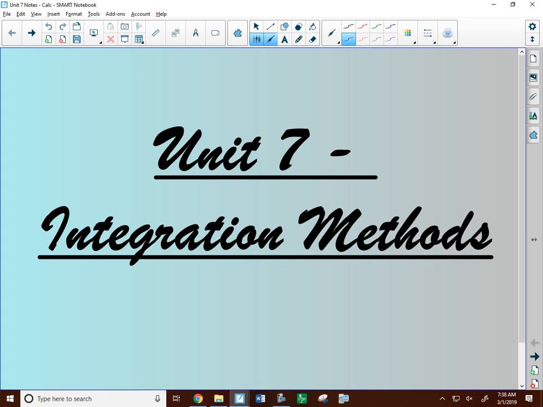This unit is focused on methods to find integrals. Now, derivatives are generally, you've got the formulas, right? Product and power rule and those sorts of things. You have more than just the rules to follow. They're easier to do and easier to find.